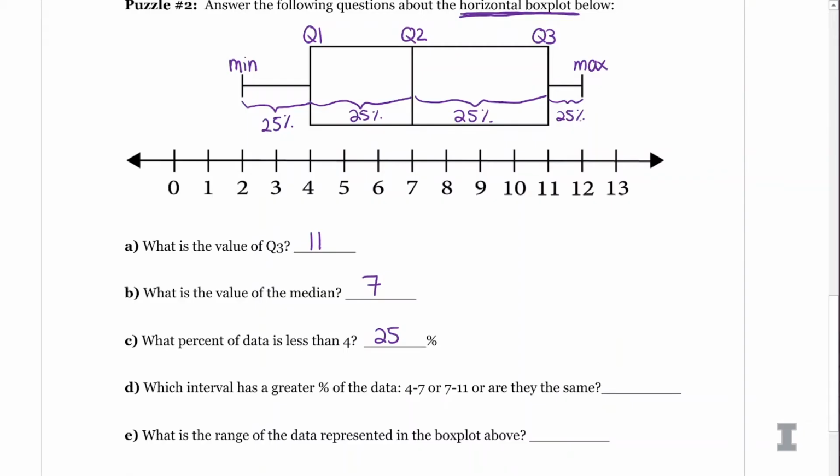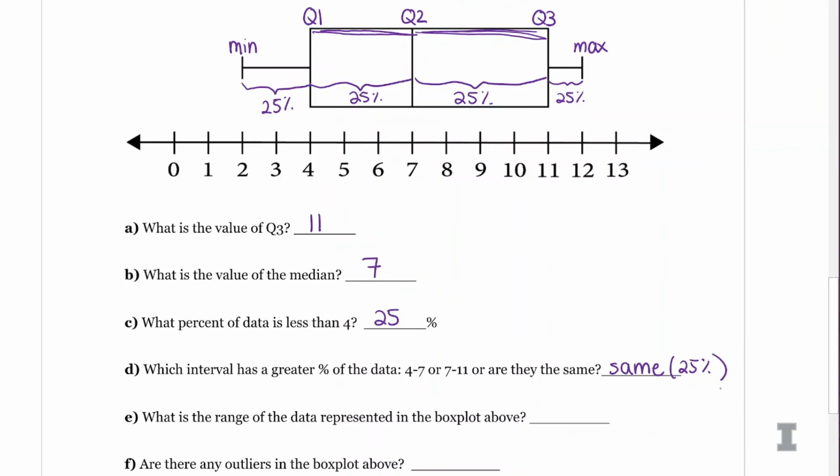D says, which interval has a greater percentage of data? 4 to 7, so this interval right here, or 7 to 11. That kind of talks about Wade's point that they have different areas, but the percentage of data in those intervals are actually the same. They're both 25%. So we got to get areas out of our mind for this. And really, that's the only type of visualization where area really doesn't matter. It's a unique aspect of a box plot that doesn't really appear in a lot of the visualizations I work on. That is so true.